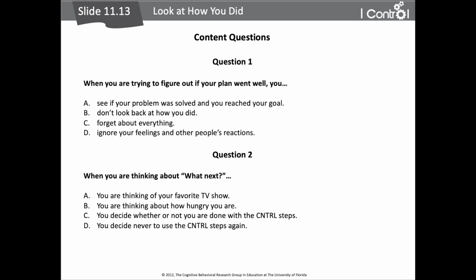Let's turn to the content questions for Unit 4, Lesson 11 in your iControl student workbook to check your understanding of this lesson. Pause the video while you answer the questions. When you're done, press play.